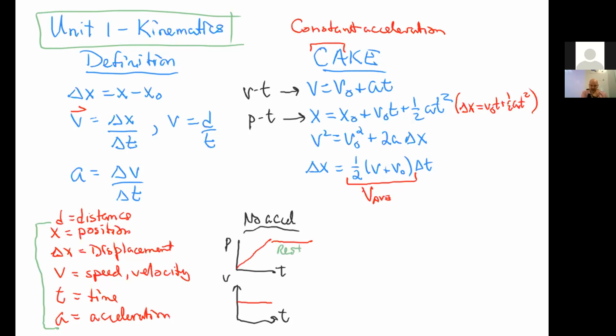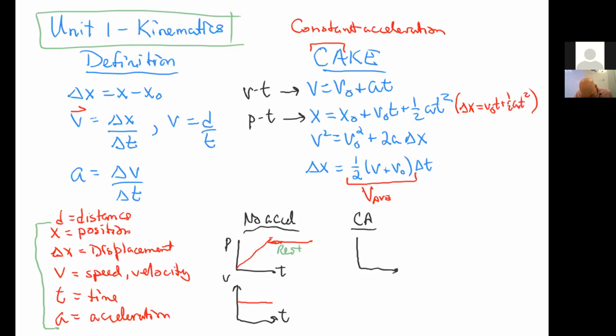And remember that there is a difference between a horizontal line on a position-time graph and a horizontal line on a velocity-time graph. For a velocity-time graph to be at rest, it would have to be on the axis, so v would have to be equal to 0.